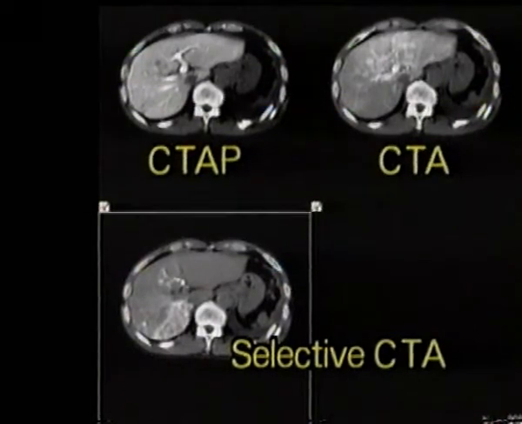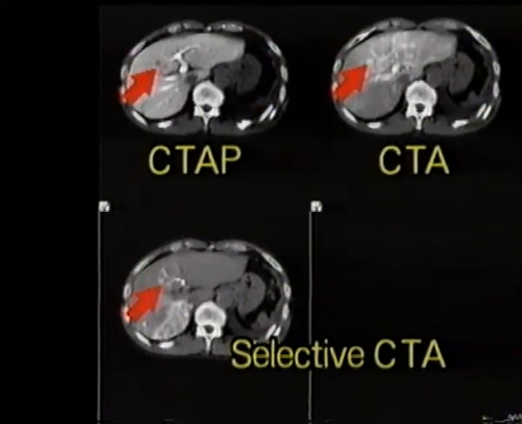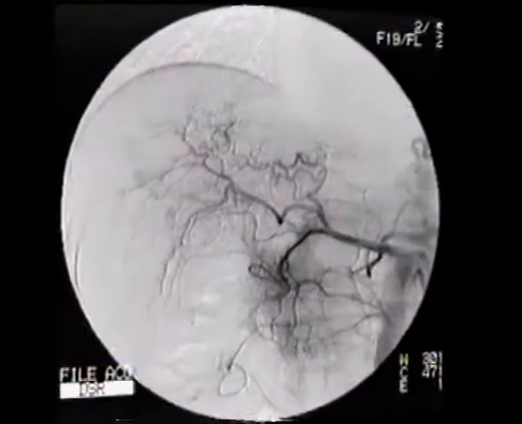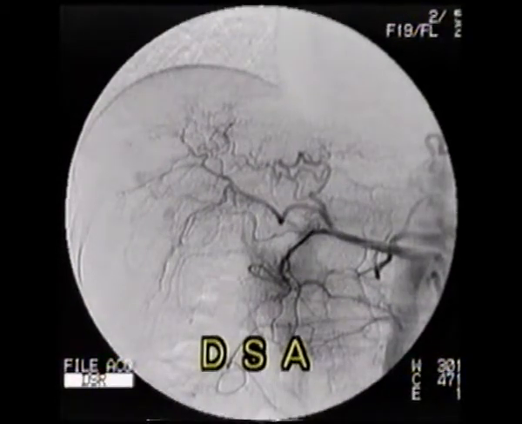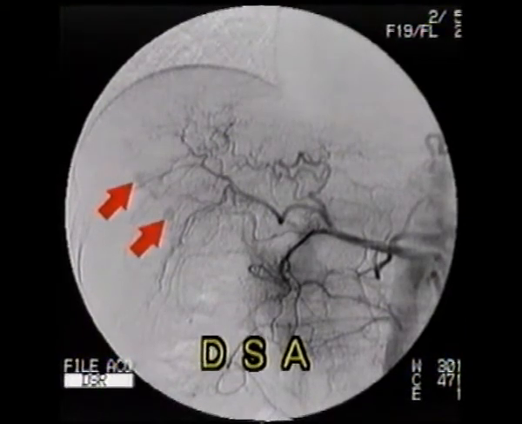These are slice images from the S4 region in the same case. No abnormality is visible with intravenous contrast CT. But image defects in areas of enhanced contrast can be recognized in two locations, on both the CTAP and selective CTA images. This image is a common hepatic angiogram from the same case. Two areas of enhanced contrast are visible in the region shown on the previous CT image.